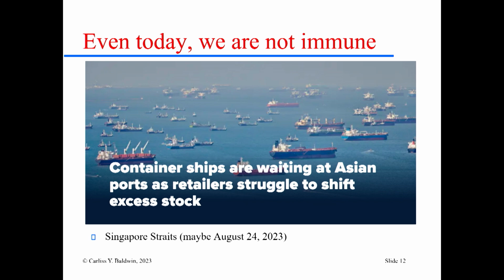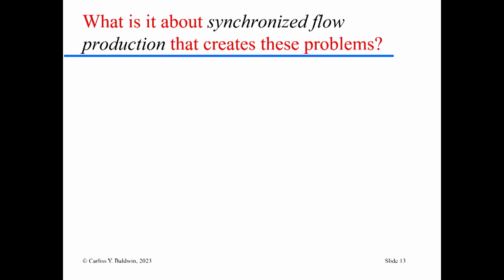We're not done with this world. This is the state of the Singapore Straits right now in container shipping. And it's because there's an imbalance in the supply chain and everybody's having to move their stuff around and the old routes are not working. So 13 container ships have been canceled in the last month because there's nothing to send.